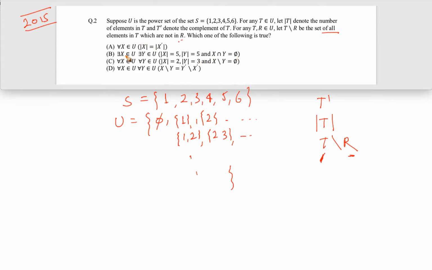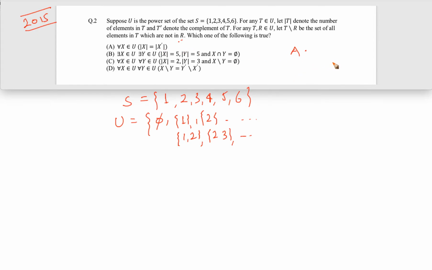Fairly standard. They have given 4 options and we have to see which of them is true for this particular scenario, where S is our set 1, 2, 3, 4, 5, 6, and U is the power set. So let's talk about the first option, A. In that they are saying that for all x belonging to this power set, the size of x is equal to the size of x complement.